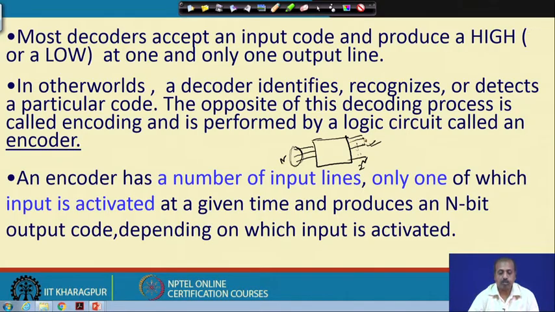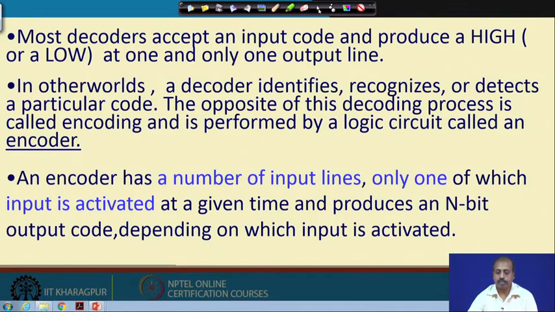Then the opposite of the decoding process is encoding, and the logic circuit that does it is the encoder. An encoder has a number of input lines, only one of which will be active at a given time, and produces an n-bit output code depending upon which input has been activated. We will see how to design this circuit.